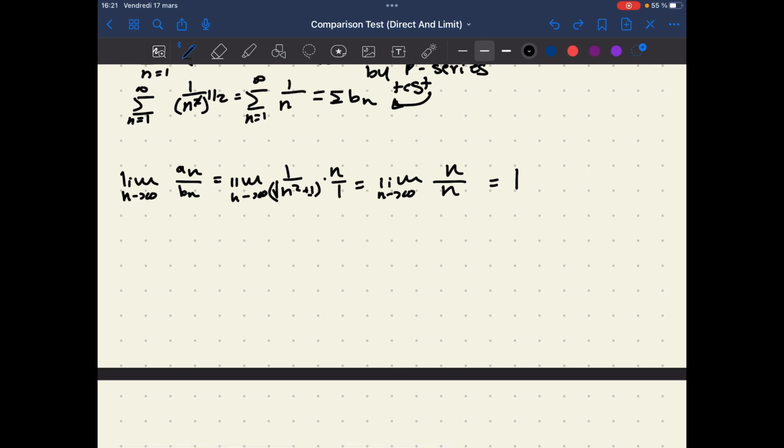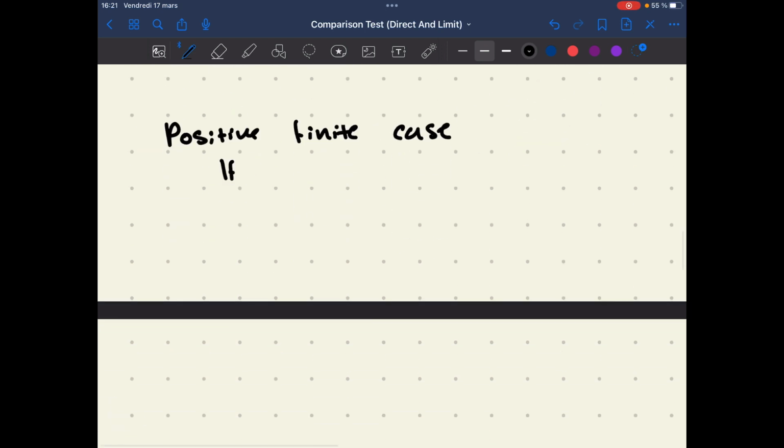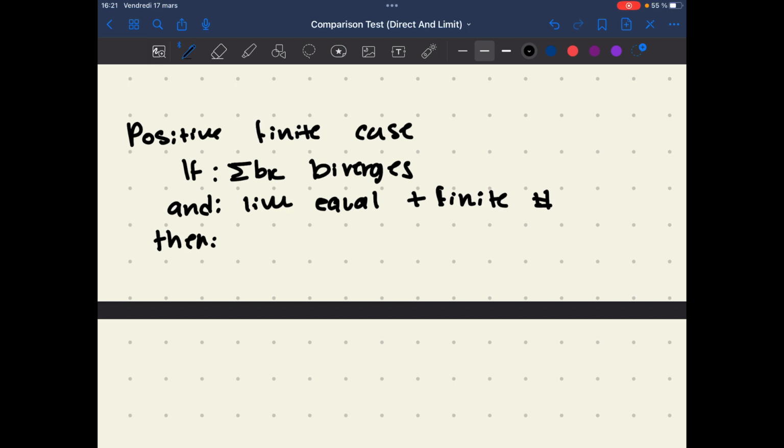Now we can write the positive finite case. If the series of b sub k diverges and the limit equals a positive finite number, then a sub n and b sub n will diverge as well.